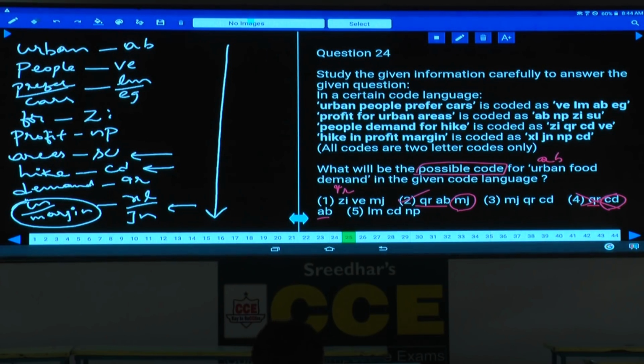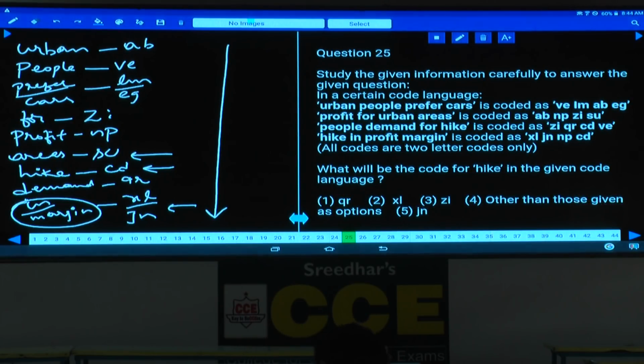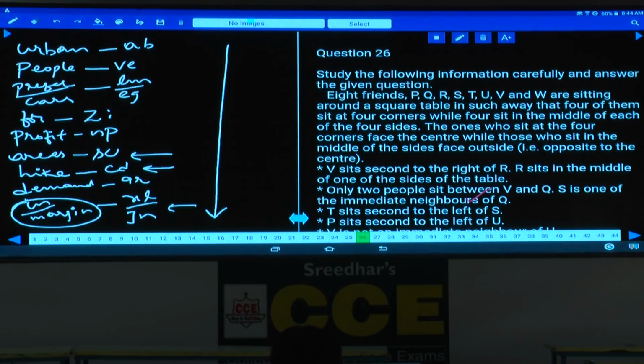Hence question number 25, next one, what will be the code for a hike? Yes, tell me what is the code for a hike? The code for a hike is CD, and it is other than those given as options, that is none of the choice 4. Now this is about question numbers 21 to 25, then 26 to 30.